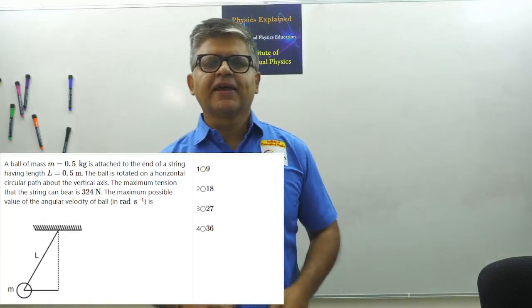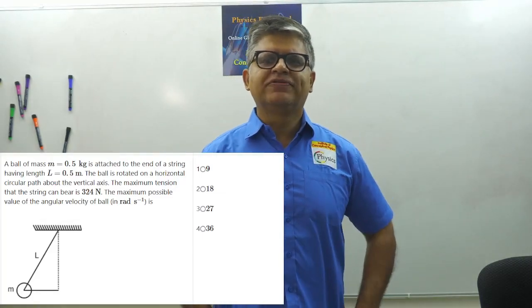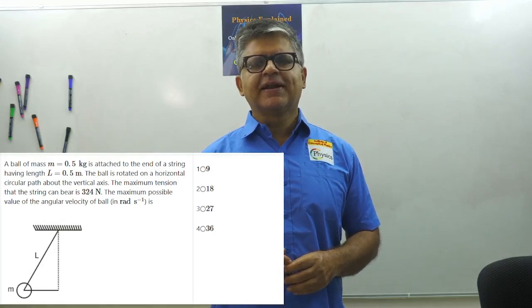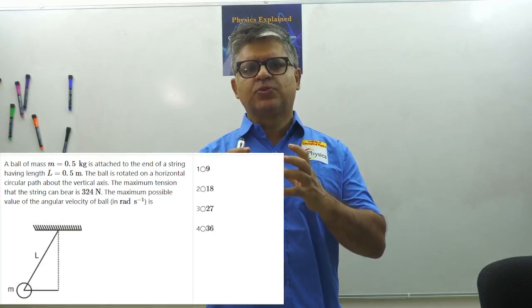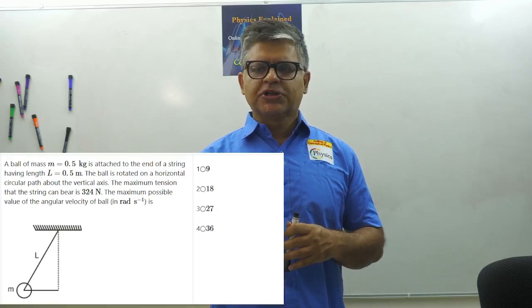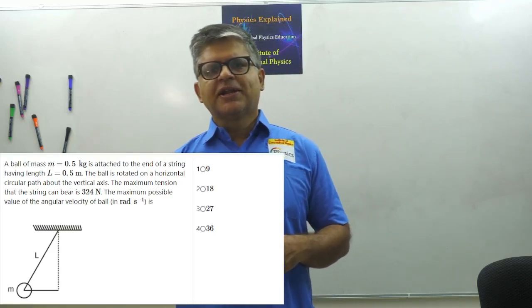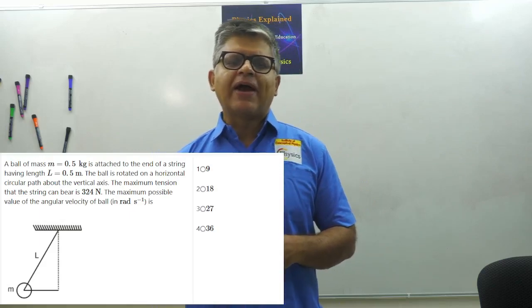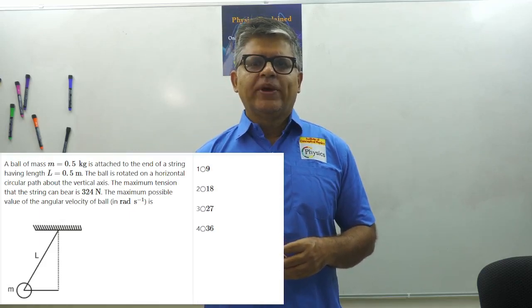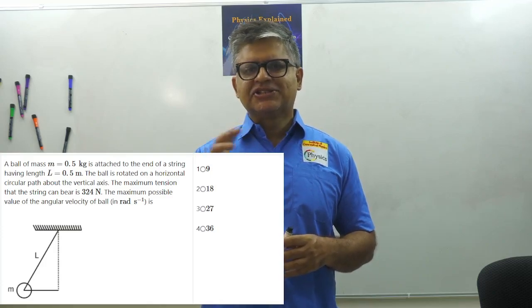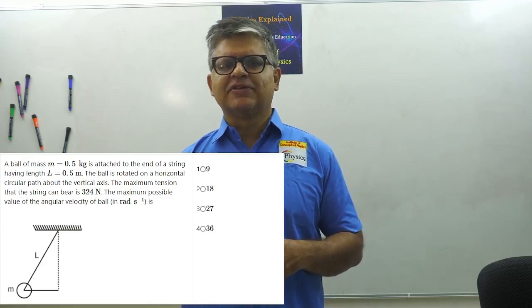This question is again a very good question on the topic of centripetal force. So let's read the question first. There is a mass attached with a string, but the motion is in a horizontal circle, not a vertical circle, right? The question is, what is the maximum angular velocity which is permissible, given the fact that the tension in the string should not exceed a certain value?